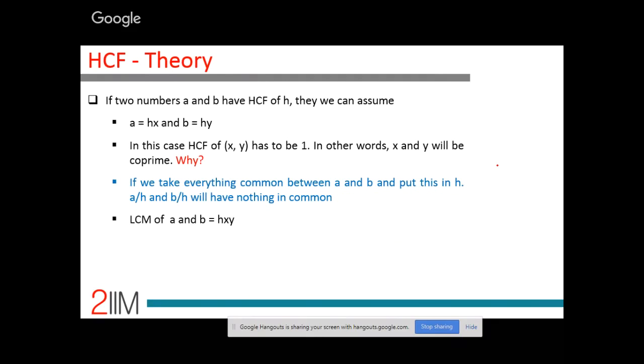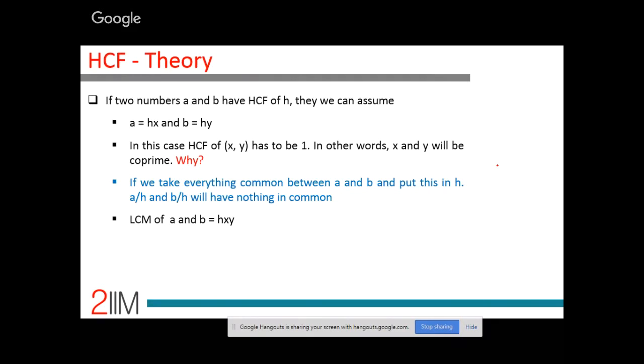Just a quick recap. Two numbers A and B have a HCF of H. Then we can assume A is Hx, B is H into Y. Straight away you know that HCF of X comma Y is 1. X and Y have to be co-prime. If they're not co-prime, the HCF will no longer be H.